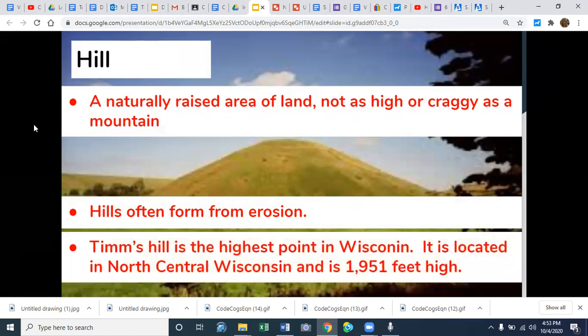Timms Hill is the highest point in Wisconsin. We have very low elevation in Wisconsin. Timms Hill is the highest point. It's in north central Wisconsin. It's 1,951 feet high, which is very, very low, actually. So we don't have anything very high in Wisconsin.